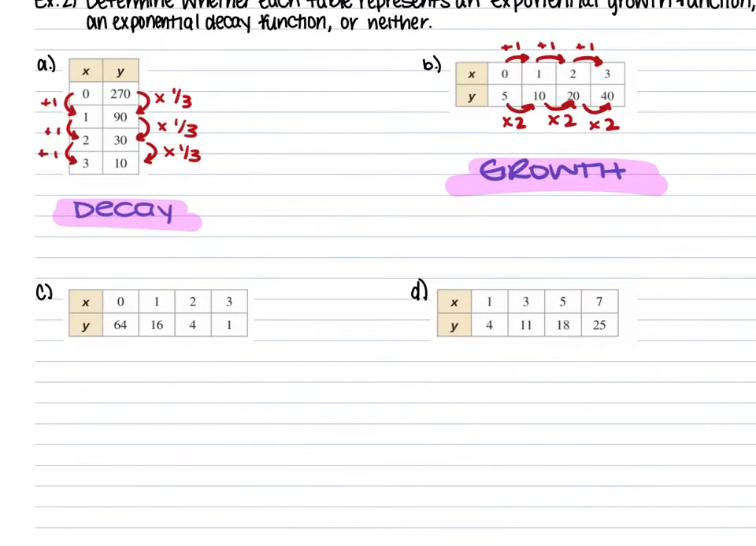For example C, we have x values of 0, 1, 2, and 3. So again, these are all going up by 1. Move on to your y values. From 64 to 16, we multiply by 1/4. From 16 to 4, we multiply by 1/4. From 4 to 1, we multiply by 1/4. So you have a constant rate here that's being multiplied by 1/4. That 1/4 is less than 1, so we have a decay.